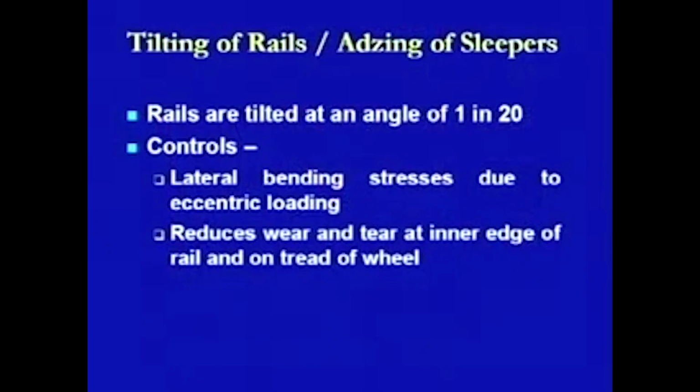It also reduces the wear and tear at the inner edge of the rail as well as on the tread of the wheel, as we have seen in the previous diagram, where in the case of the horizontal rail section there is a central point at the side of the rail head where the wearing was taking place, and the treading of the wheel was also happening at that location only. If we provide the tilting of the rail sections, then it will reduce the wear and tear in this case.